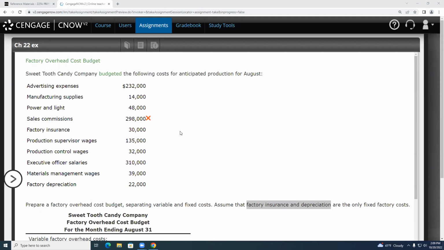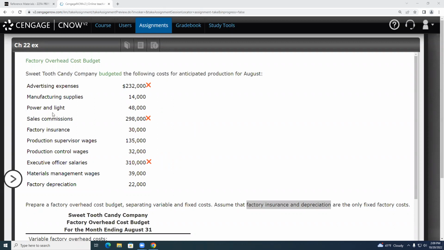The advertising, yep, so advertising is also a selling expense, so that's a period expense, not part of the cost of the product. And there's one more, executive officer salary. Exactly, another period expense or operating, selling, general and administrative expense. These do need to be budgeted, but they don't belong in the factory overhead budget. All of the remaining costs that are listed there are part of the cost of producing the product.